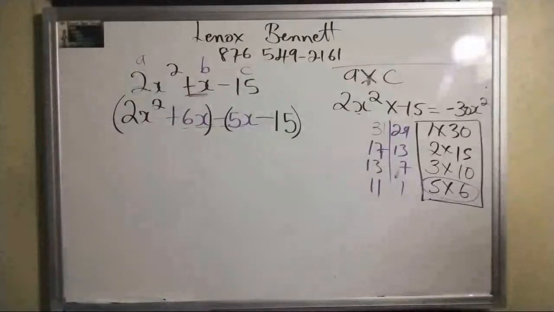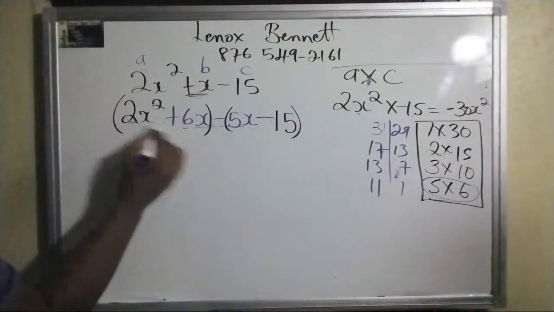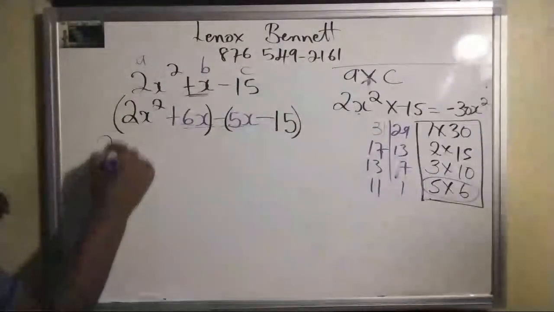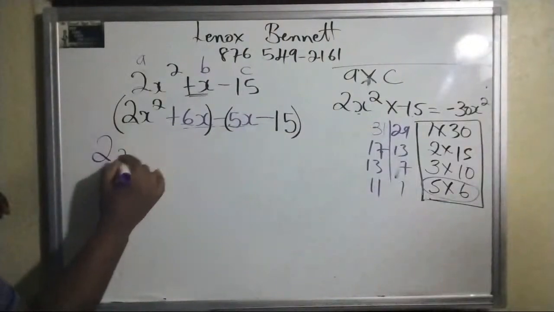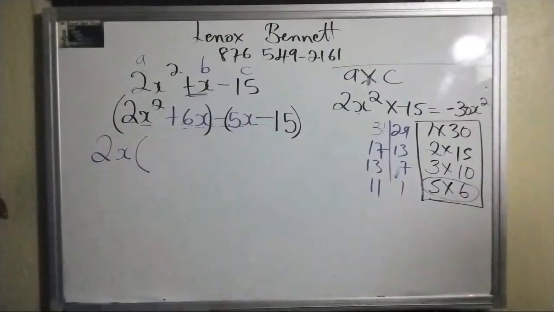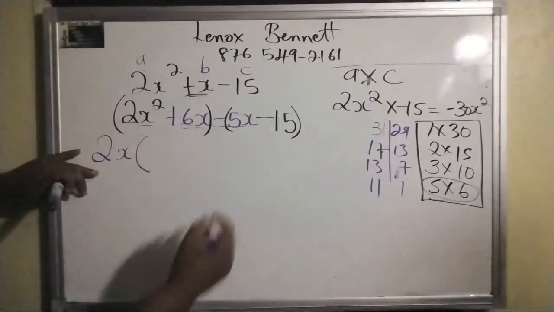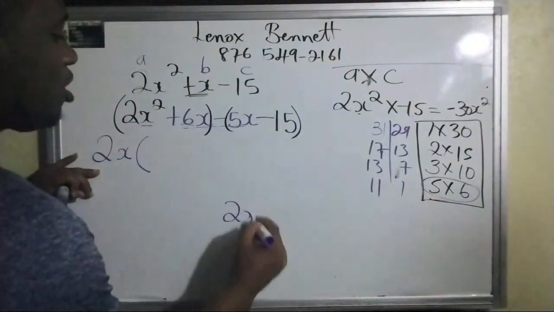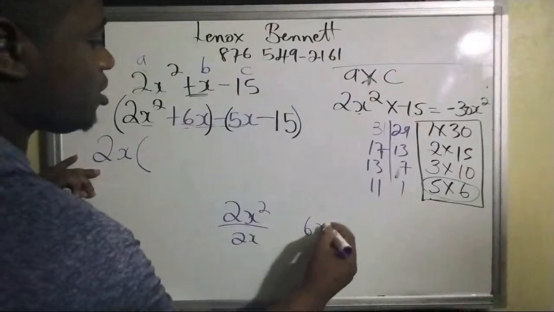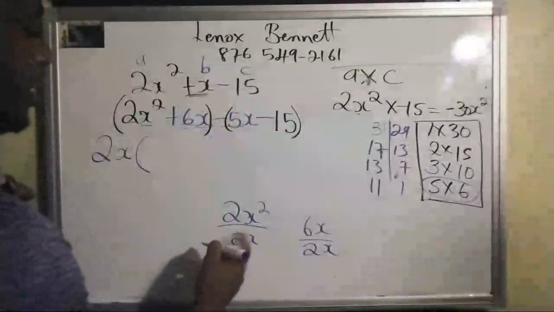So that would be 2. The highest number that 2 and 6 can go into would be 2. And we know that x is common. So that's x, as x is here, x is there. And we do the same thing: you divide 2x squared by 2x, and 6x divided by 2x. But we know that we can rewrite this as well.